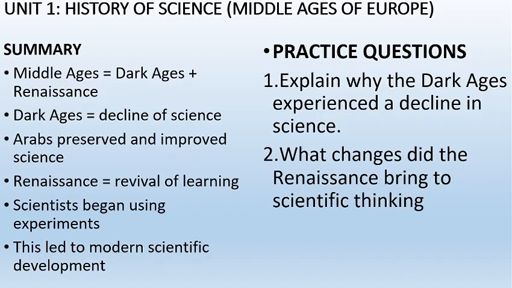So for the Dark Ages, from 450 BC to 800 BC, that was the Dark Ages prime. During these years, there was a decline of science. Education was declining also because of what?